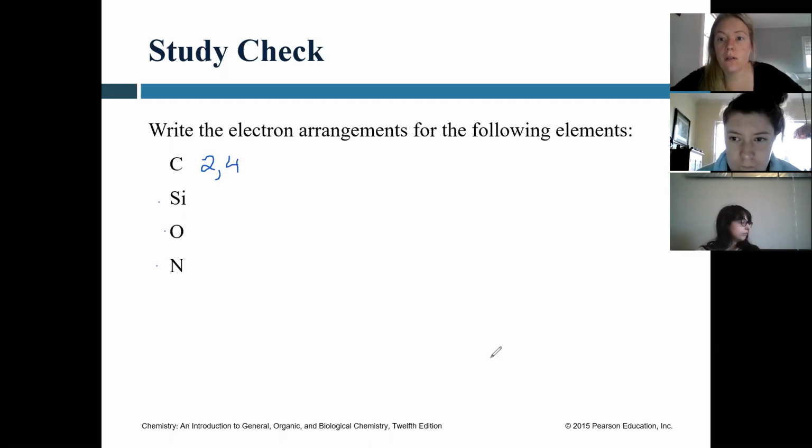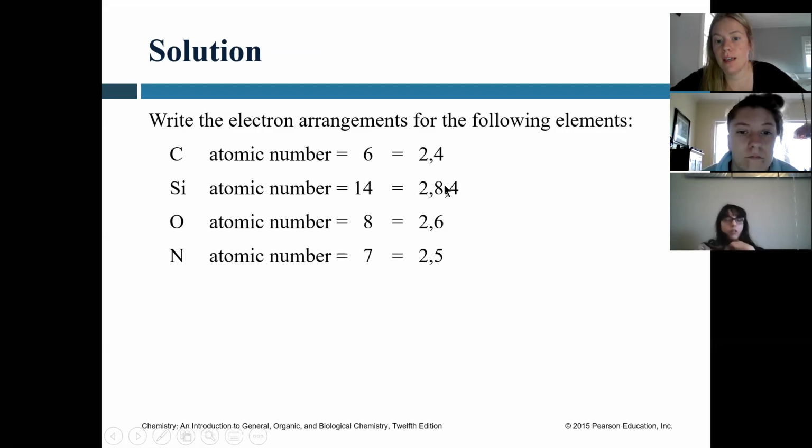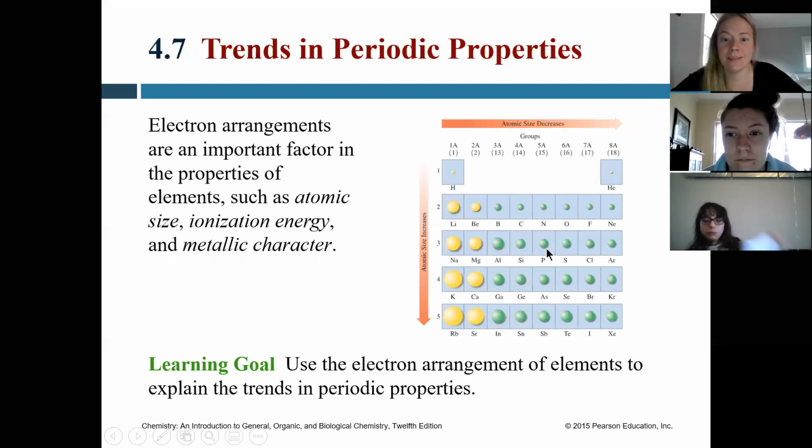Okay, so I don't want to spend too much time on these. For carbon, we said that there were 6, so you put 2 in the first and 4 in the second. For silicon, there's 14, so we put 2 in the first, 8 in the second, and 4 in the last. For oxygen, 2 and then 6, and then nitrogen, which is an odd number of 7, 2, and then 5. That's it. Great, we're done with that.